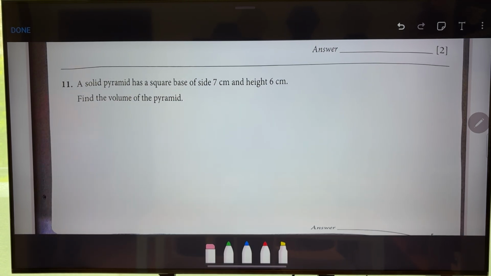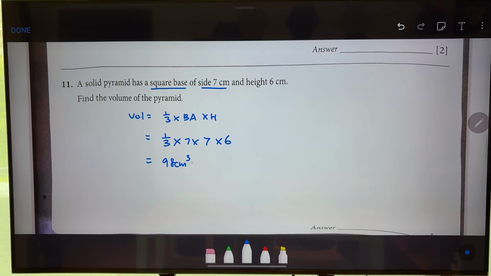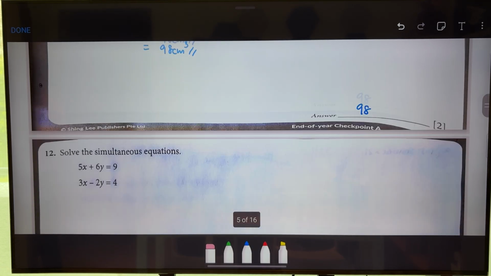11. A solid pyramid has a square base of side 7 and height 6. So find the volume of the pyramid. I've given you the hint: 1/3 times base area times height. So let's apply the formula. 1/3. What's the base area? The square base has side 7, so the area of the square is 7 times 7. And then the height? Height is 6. So let's bring all the numbers together. Then we will get 98. Okay, so this one is straightforward. Let's move on to the last question.